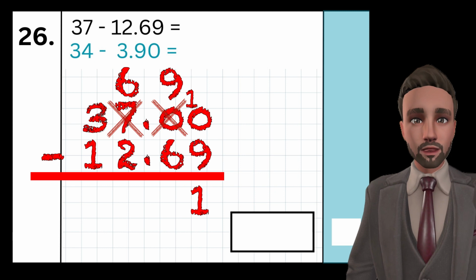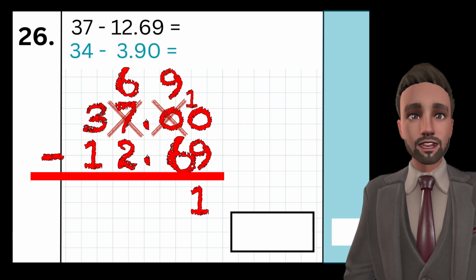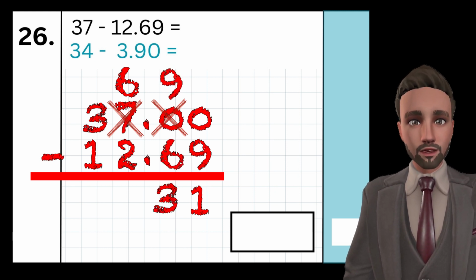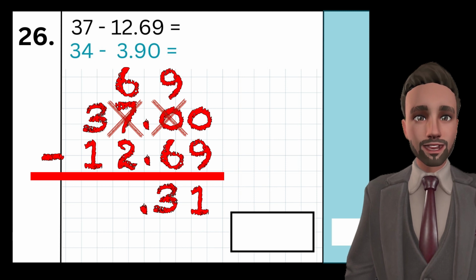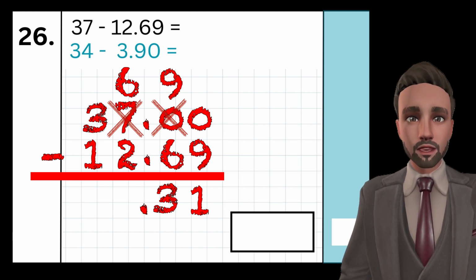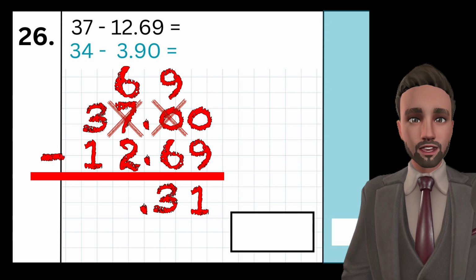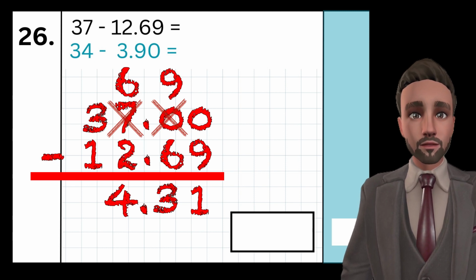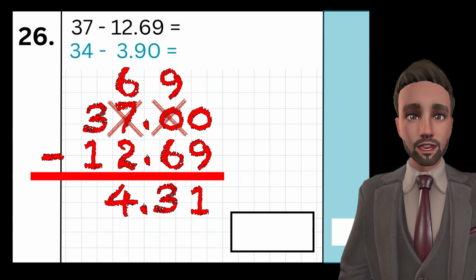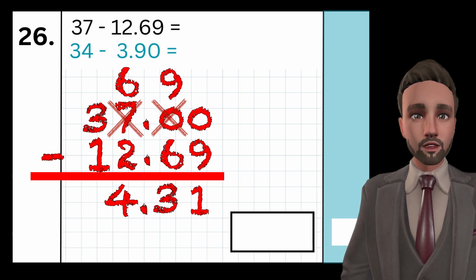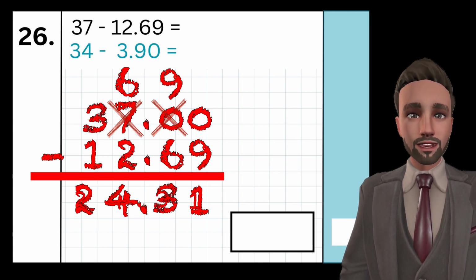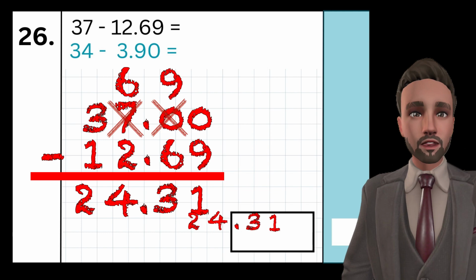Moving along. 9 minus 6 is 3. Moving along. Decimal point down. That is very important. Into my ones column. What's the difference between 6 and 2? 4. And finally, 3 subtract 1, 2. Giving an answer of 24.31.